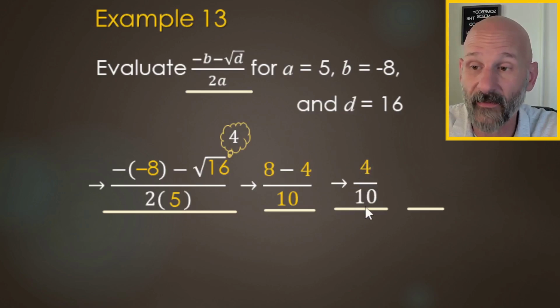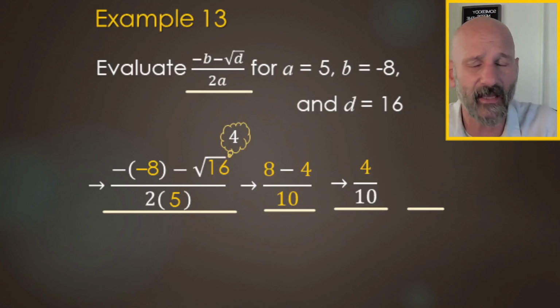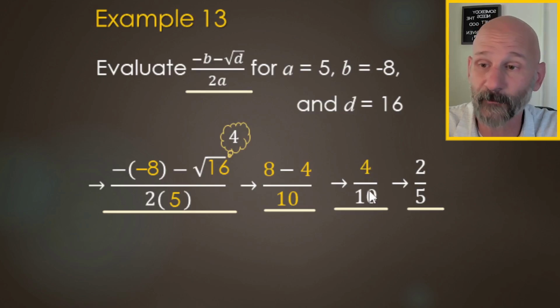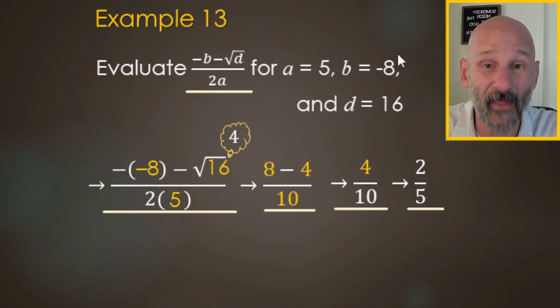The numerator and the denominator are both simplified, so now we're ready to divide if we can. In this case we can't, so we're just going to reduce. They're both even, so we know we can divide both of them by 2. 4 divided by 2 makes 2, and 10 divided by 2 makes 5. And that's the value for this expression evaluated for the a, the b, and the d.